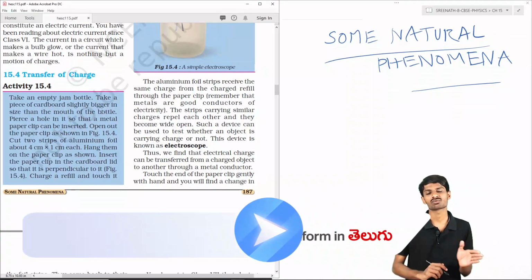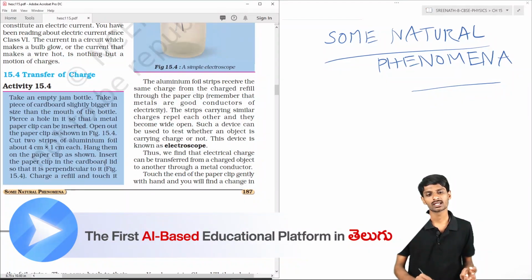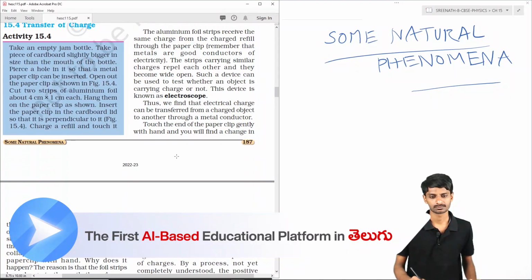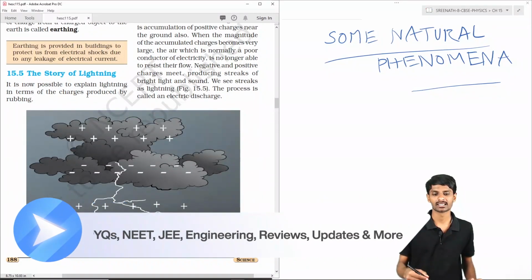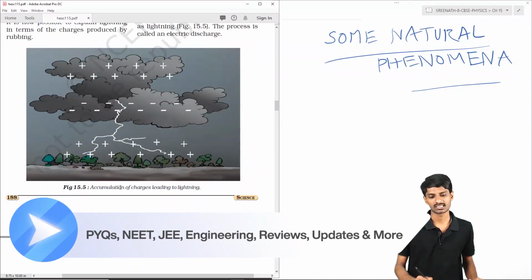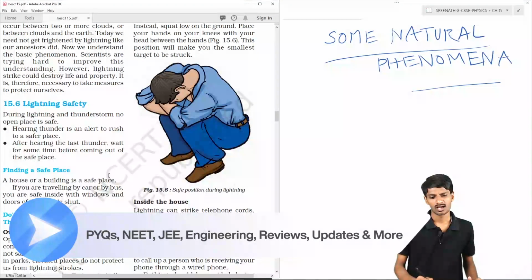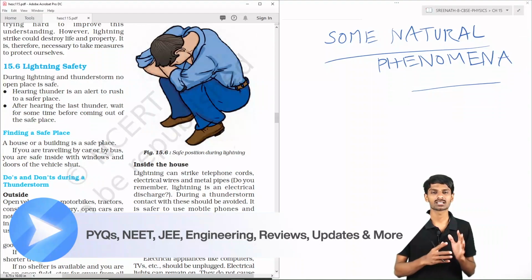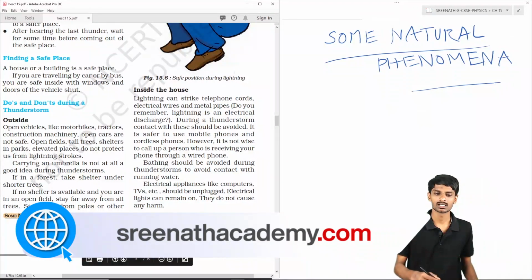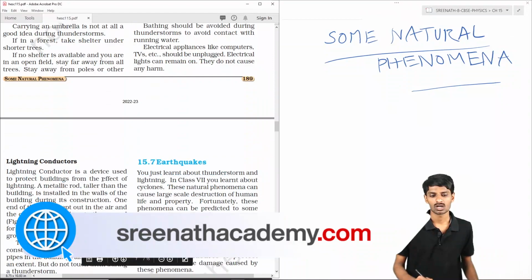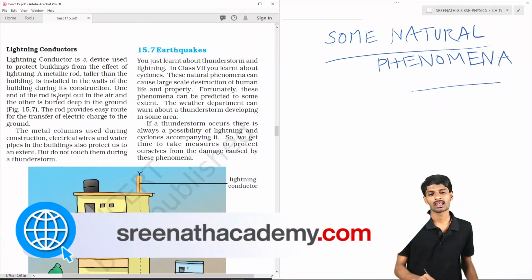The next thing is transfer of charge. How can we transfer the charge? And the final thing is the story of lightning, how lightning happens. And in the case of lightning, what safety measures do we have to take? What are the do's and don'ts when you are inside the house and outside the house? And lightning conductors, what is their use?